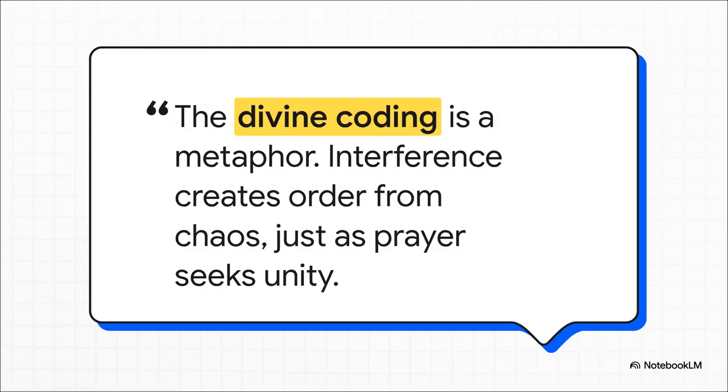Instead, this divine coding is a really powerful metaphor. Think about it. The goal of the zikr, the prayer, is to find a sense of unity in a world that feels diverse and chaotic. And what does the quantum circuit do? Through this amazing process of quantum interference, it finds order, that clear signal, emerging from the chaos of all that quantum noise. The two processes are a mirror of each other.